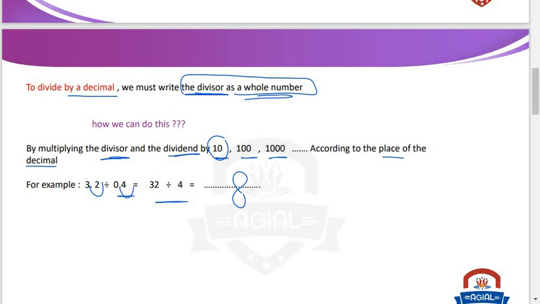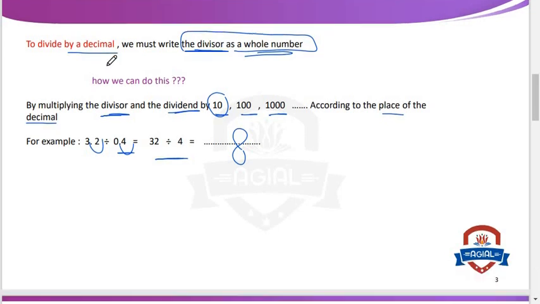How can we do this? By multiplying the divisor and the dividend by 10 or 100 or 1000 according to the place. If the decimal point in the divisor is after 1 digit, multiply by 10. If the decimal point in the divisor is after 2 digits, multiply by 100. If the decimal point is after 3 digits, multiply by 1000. Do you understand it well? Okay.